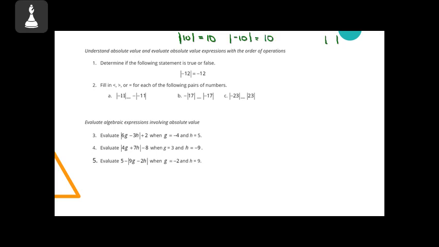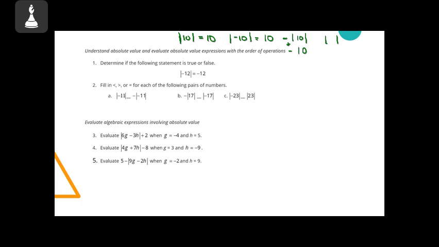Now, I can do this though. If I put the opposite of the absolute value of 10, well, the opposite's outside. So that opposite value is going to come down. And then the absolute value of 10 is 10. So the opposite of the absolute value of 10 is negative 10.